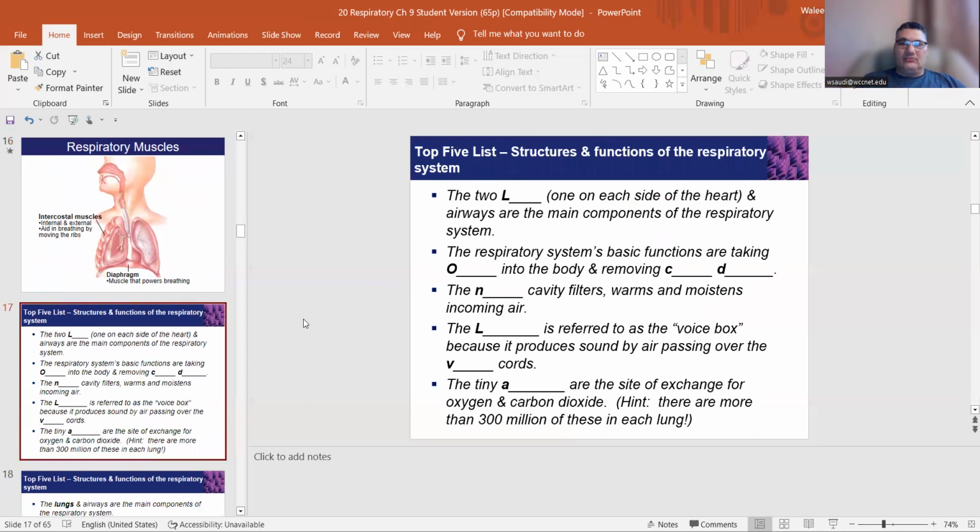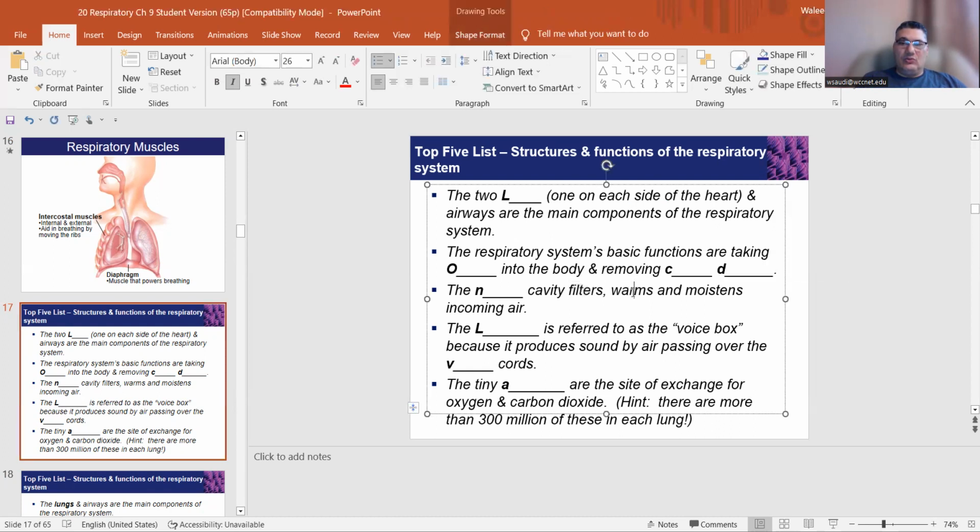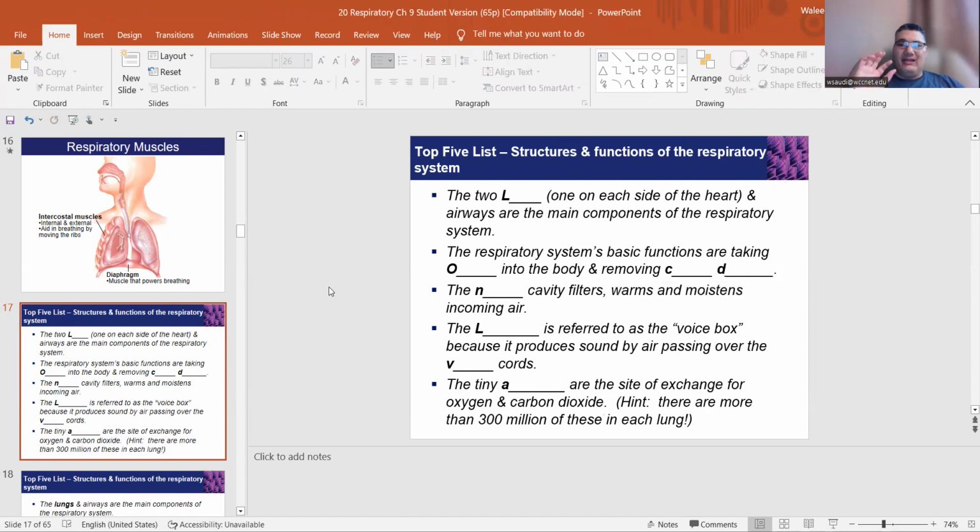So obviously, we have two lungs, one on either side of the heart. These are the main components, plus the other parts. What you do, you take oxygen and get rid of carbon dioxide. Nasal cavities, one more time, filter, warm, and moisten the incoming air. And this is the healthy, the perfect air. Warm, moist, filtered.